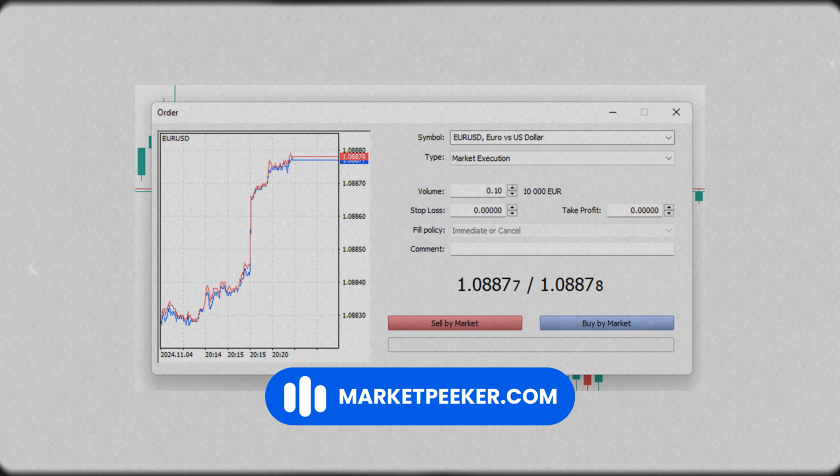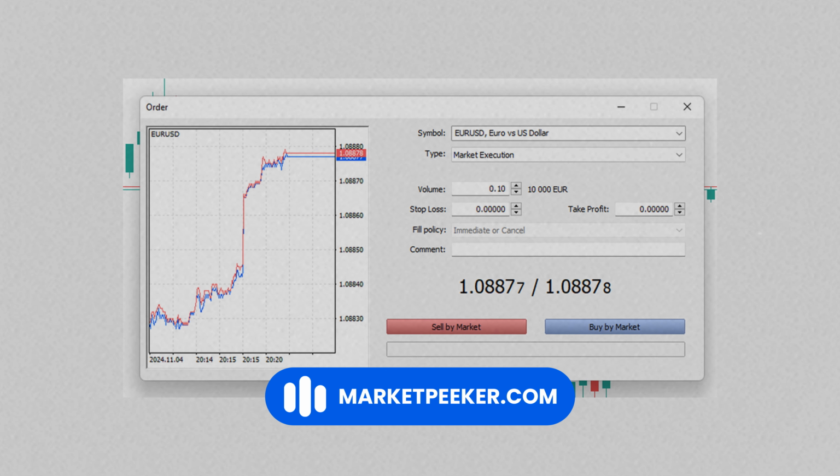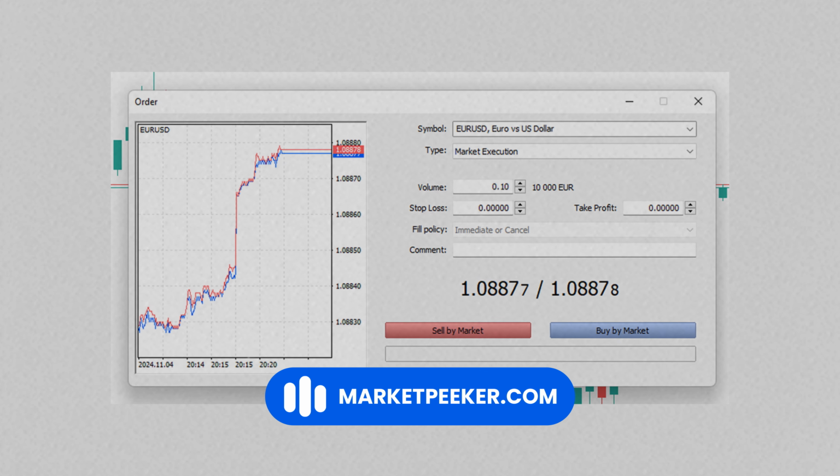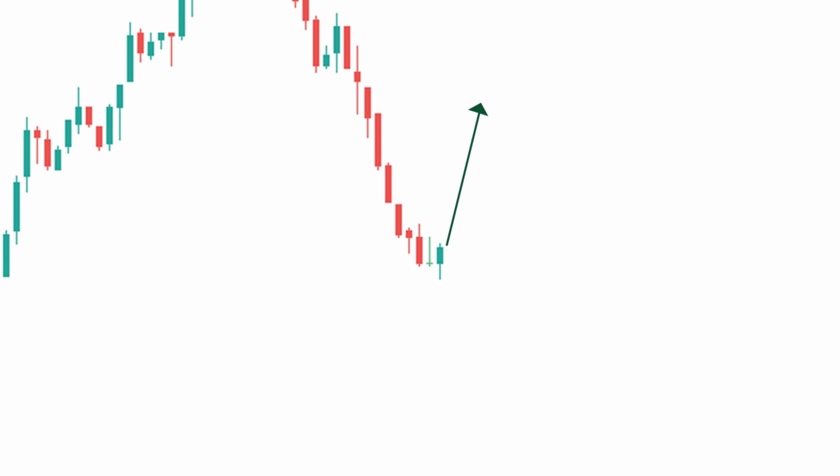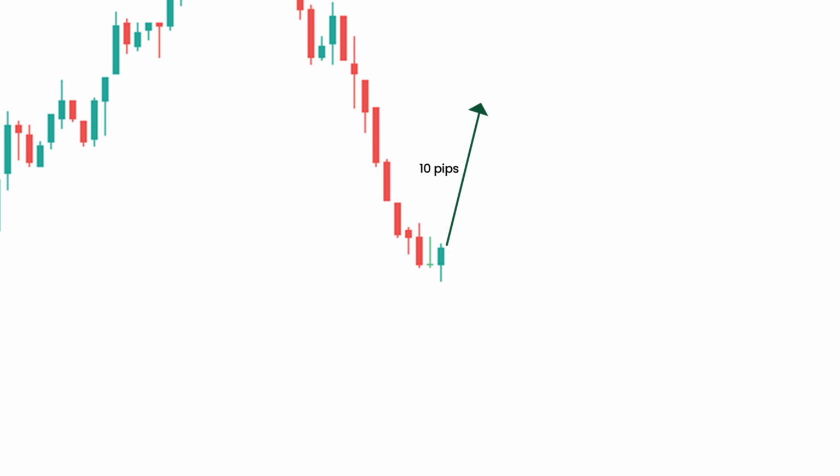Here's a quick example. Imagine you're trading a mini lot on EUR/USD and the price moves up by 10 pips. Since each pip is worth $1, you'd make $10 on that trade. If it had dropped by 10 pips, you'd lose $10. That's why knowing your pip and lot values is key for managing your trades effectively.